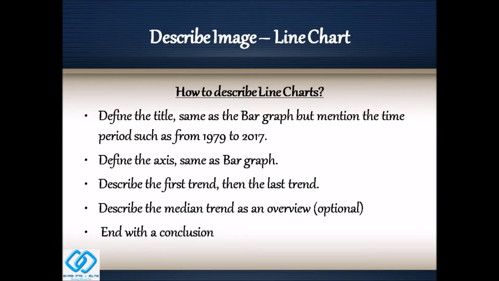So how do you describe line charts? Five simple steps. First, define the title, just like bar graph, but mention the time period here, such as from 1979 to 2017. Second point, define the axis, the x and the y axis, or the horizontal and the vertical axis, exactly the same as bar graph. Third point, describe the first trend and the last trend. Fourth point, in case you have time, describe the median trend as an overview, and finally end with a conclusion.